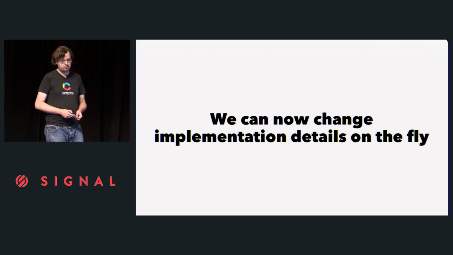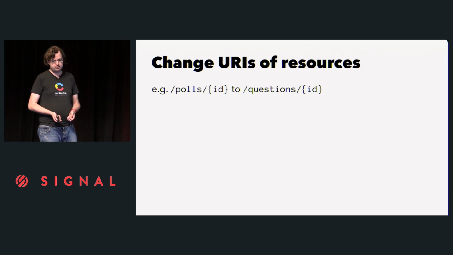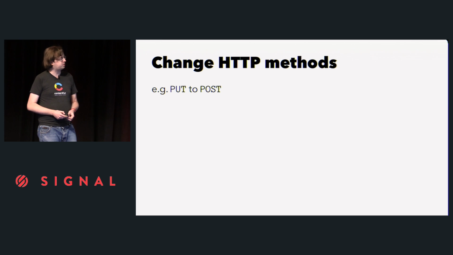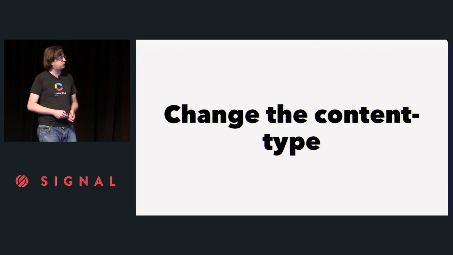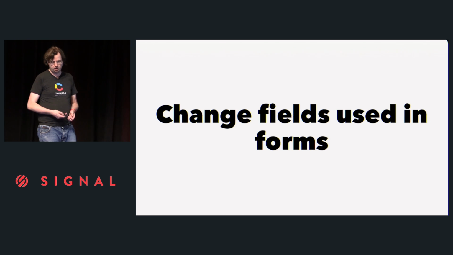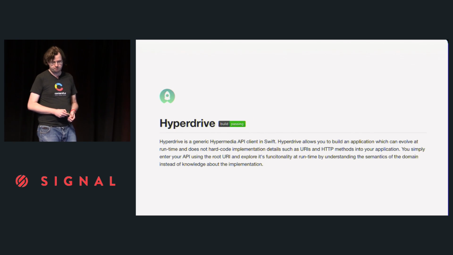And using that, we can change implementation details on the fly, because we have now encoded the links, we have encoded the HTTP verbs, stuff like this. So we can change the URI of a resource because we gave it a name that is independent of the URI. We can also change HTTP methods. For example, we can change from PUT to POST. And we can change the content type as well. Or we can change the fields used in forms if we want to get really fancy. Then, of course, we need to also make sure that we can adapt our UI to this. So this is rather more advanced, I would say.